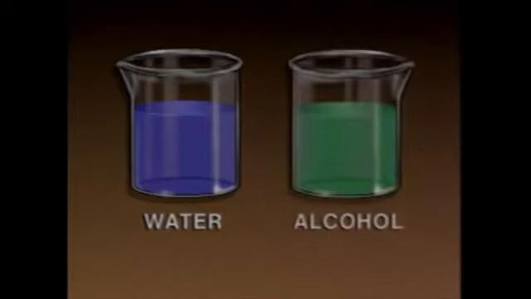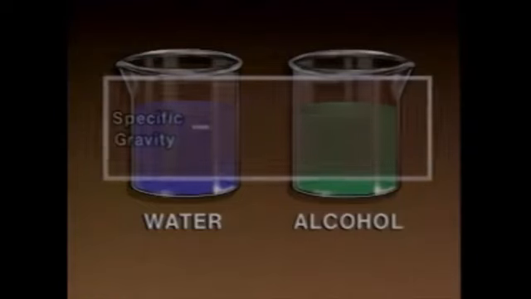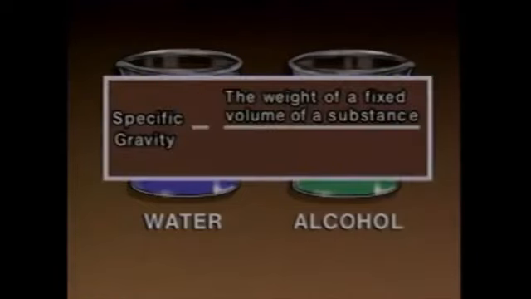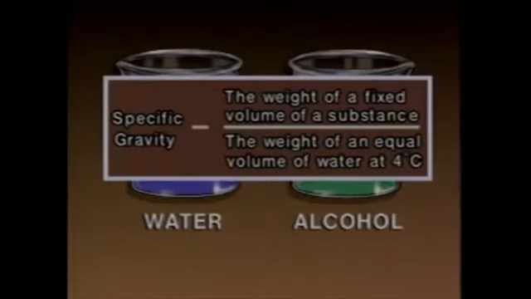The densities of different substances can be compared in terms of their specific gravities. Specific gravity is the ratio of the weight of a fixed volume of a substance to the weight of an equal volume of water at a standard temperature of 4 degrees Celsius, the temperature at which water is most dense.